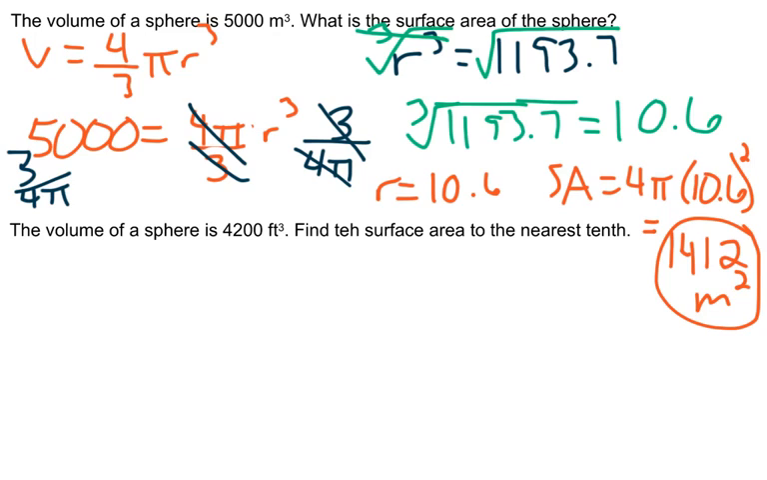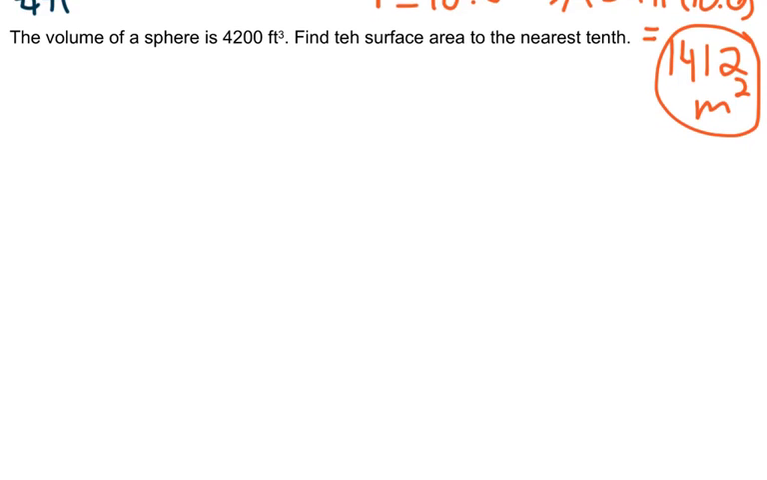So again, let me just briefly walk through again. We set up our volume. We know it's 5,000, but we have to get r by itself. So what we did is we multiplied by the reciprocal. And then we got r by itself, r cubed. Then we cube rooted that value to find what r is. And then plugged it into the surface area formula. Okay, now let's do another one.